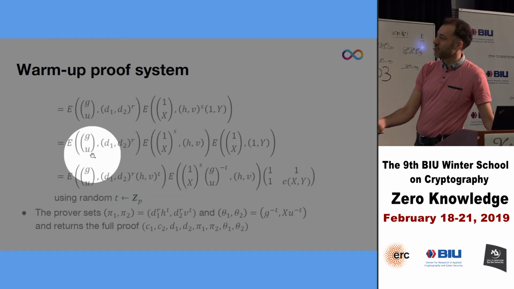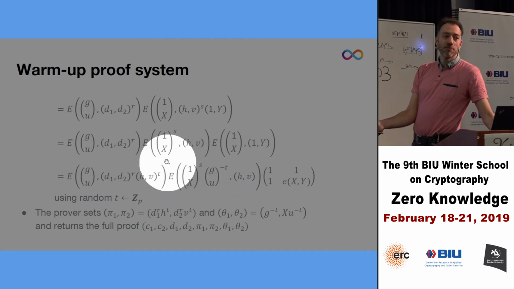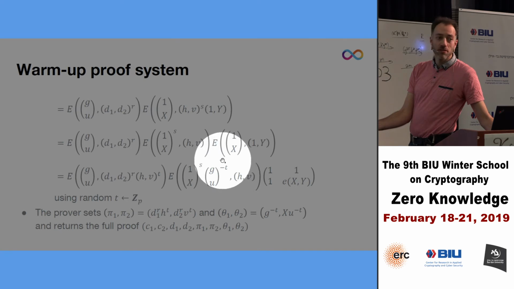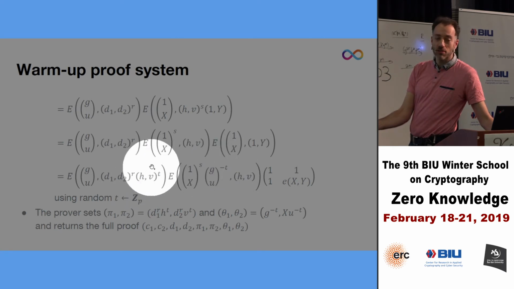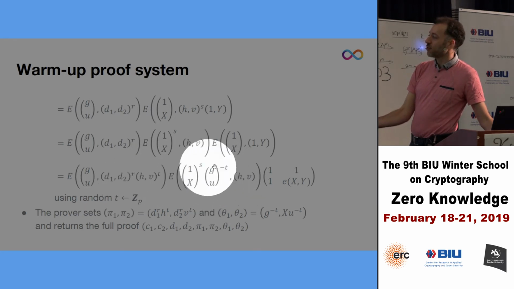And essentially, I'm just keeping this other stuff here and this other stuff here, but I am doing a bit of re-randomization, okay? That's where we have this HV to the T, and over here, GU to the minus T, and those two cancel each other out. So what I'll do is I'll pick T at random, and I'll take the first component here and multiply that with HV to the T. But then over here, I'll take GU to the minus T, so they cancel each other out. So we still have, this is all equal to each other.